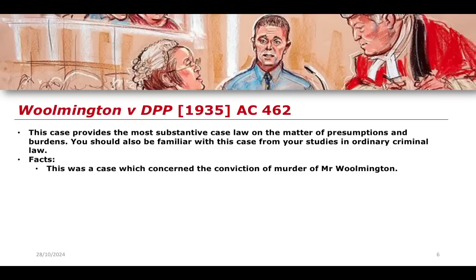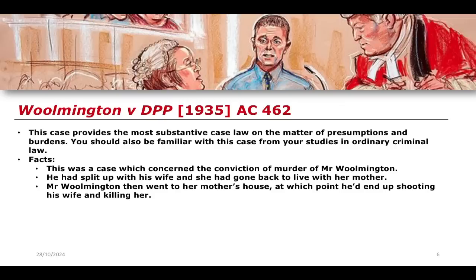It was a case which concerned the conviction of murder of an individual by the name of Mr. Woolmington. I believe his first name was Reginald Woolmington, and he had split up with his wife, or his wife had left the matrimonial home, and she had decided to go back and live with her mother. Now, Mr. Woolmington then went to her mother's house, where she and her mother was, at which point a series of events will take place, and it will end up with the shooting of his wife and killing her. So he goes to her mother's house, should I say, with a shotgun, and I believe it's a sawn-off shotgun specifically, and at which point she ends up getting shot and killed.